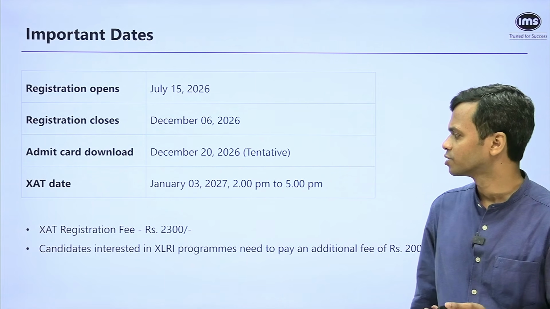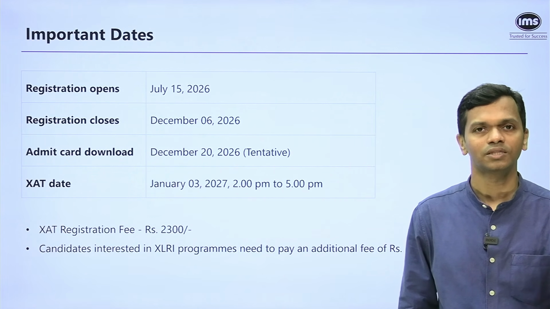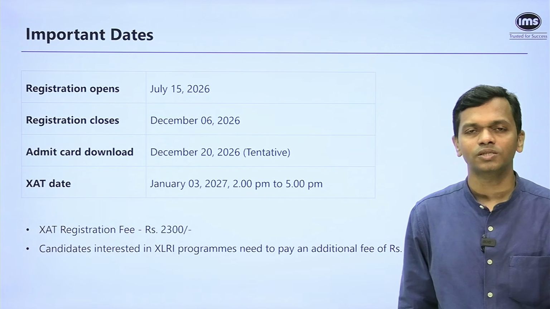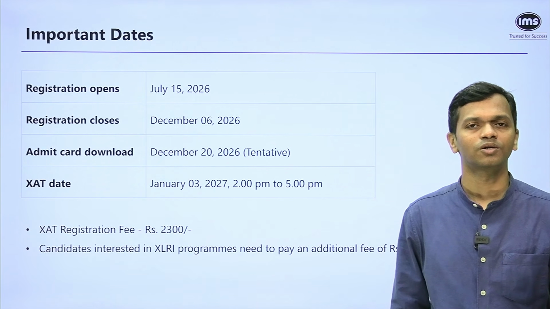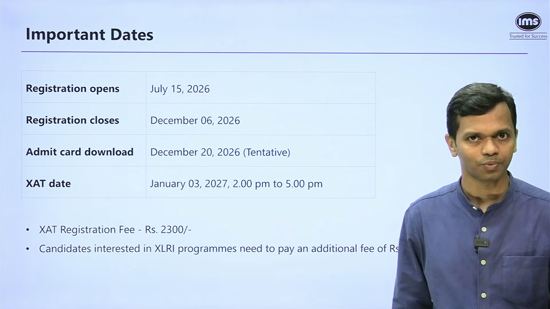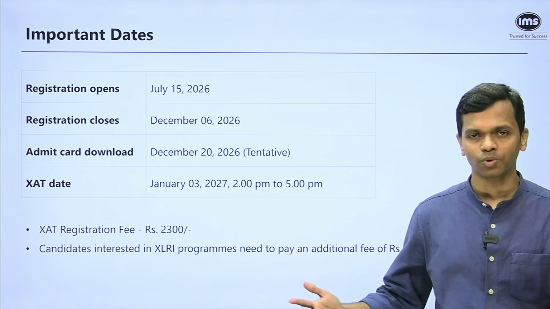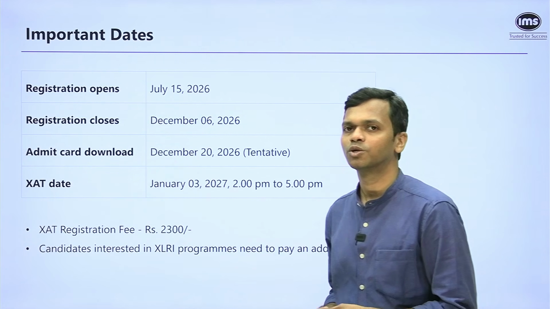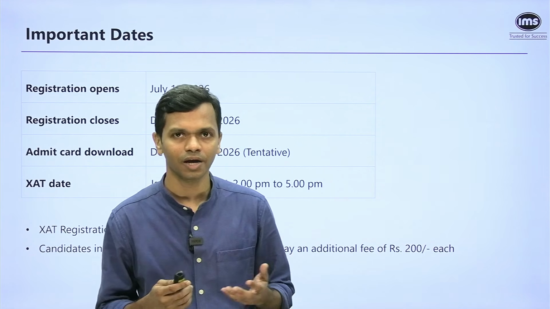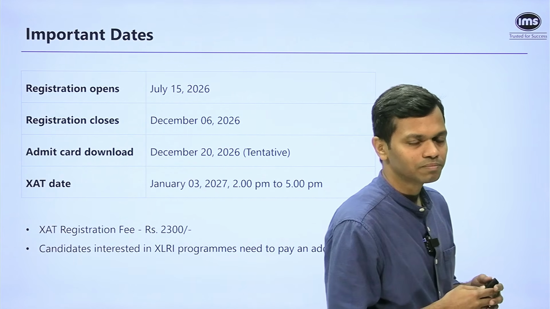Now, important things, the registration fee has gone up by 100 rupees compared to last year. So last year it was 2200 and this year it is 2300. In addition to this, when you apply to the individual programs at XLRI, you will end up paying 200 rupees for every program that you apply to. So if you apply to 6 programs, you'll have to pay additional 1200 rupees. So for all the programs, it is going to be 200 rupees additional that you will have to pay. Okay. So now let's begin.